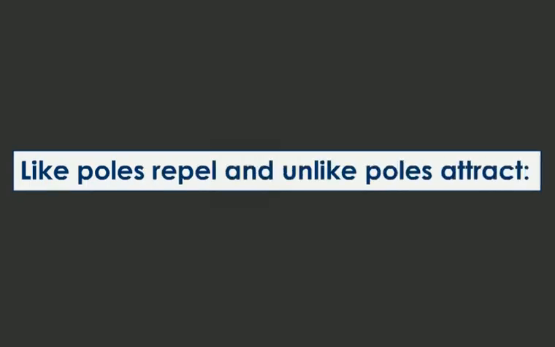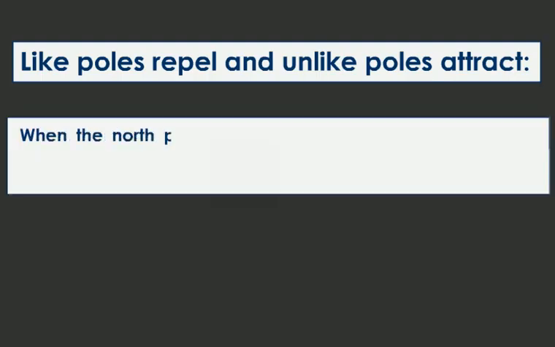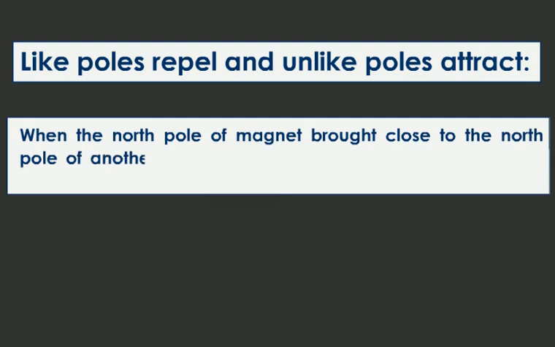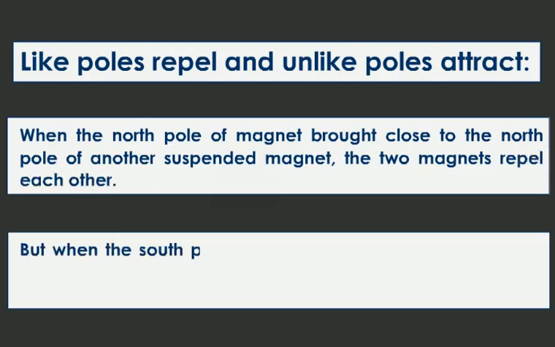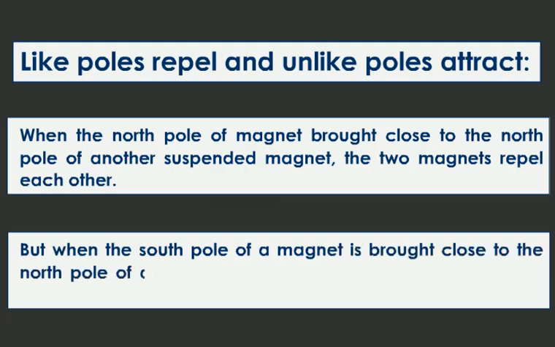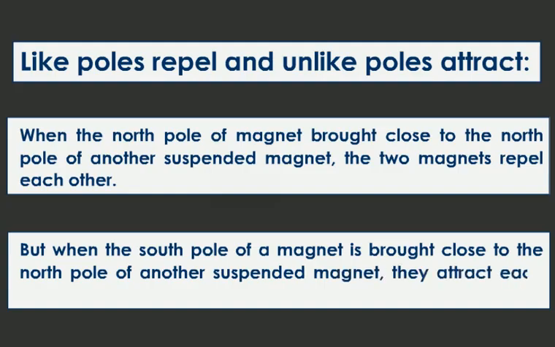Here is the fourth property. The like poles repel and unlike poles attract. Students, when the north pole of a magnet is brought close to the north pole of another suspended magnet, the two magnets repel each other. But when the south pole of a magnet is brought close to the north pole of another suspended magnet, they attract each other.